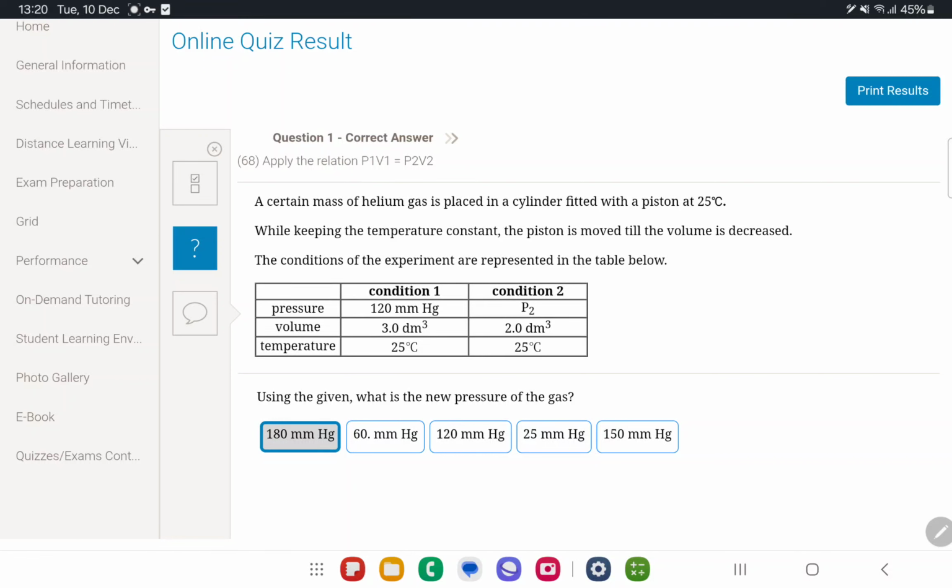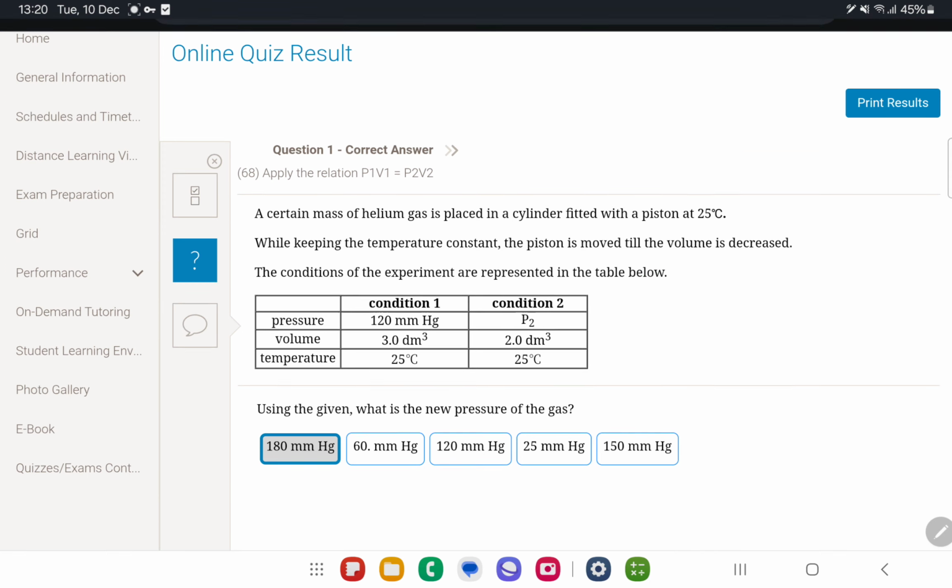Hello guys, today we'll be solving a chemistry quiz for week 3 AMS. Alright, so let's get started.